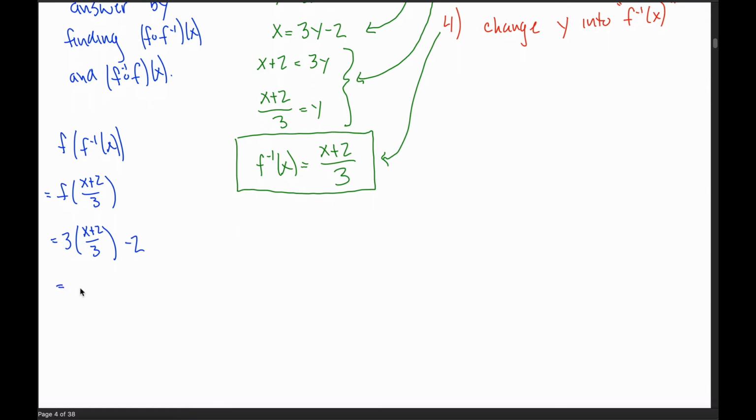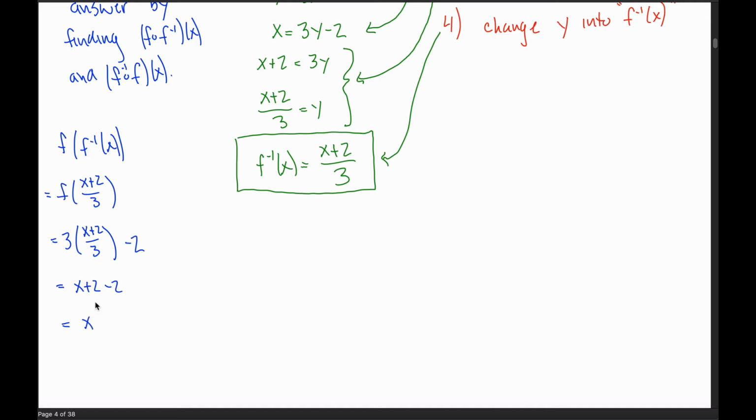And if I simplify this thing a little bit, this 3 and this 3 cancel out, so I have x plus 2 minus 2, and plus 2 and minus 2 cancel out, so I just get x. Oh, that's kind of weird. Nah, it's not weird at all. When you compose together a function and its inverse, you should just get x.